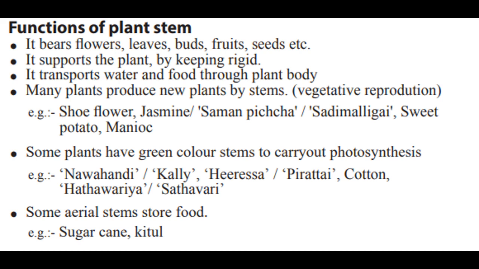Number 4. Vegetative reproduction or vegetative propagation. So what are the examples for plants that produce new plants using this method? Example, shoe flower, rose, etc.